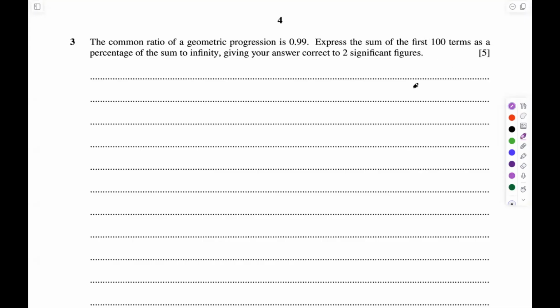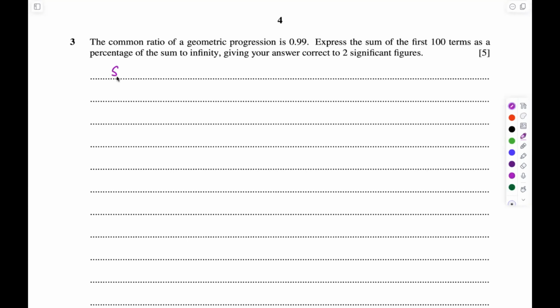In question 3, the common ratio of a geometric progression is 0.99. We have to express the sum of the first 100 terms as a percentage of the sum to infinity, giving your answer correct to two significant figures. Now, the common ratio is 0.99.